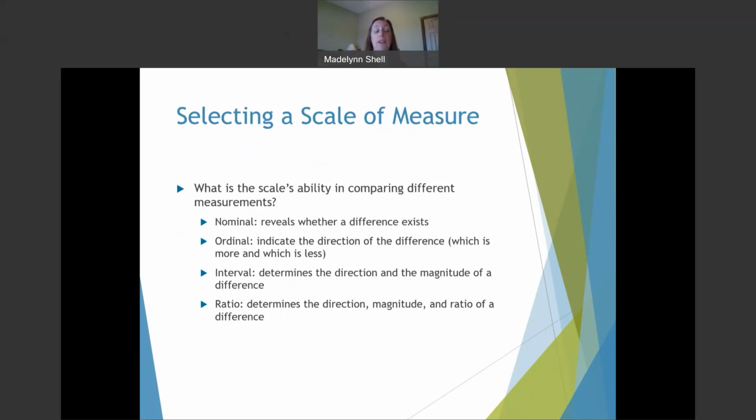Scales' ability in comparing different measurements. So what can you do with each? With a nominal scale, you can reveal whether there are differences between groups, but it just says which groups are different, or what the different rates are. In an ordinal scale, you can indicate the direction of the difference, so which is more and which is less. In an interval scale, you can determine the direction of a difference and the magnitude. And then a ratio, you can also look at ratios. But again, intervals and ratios, we tend to use the same kind of analyses.